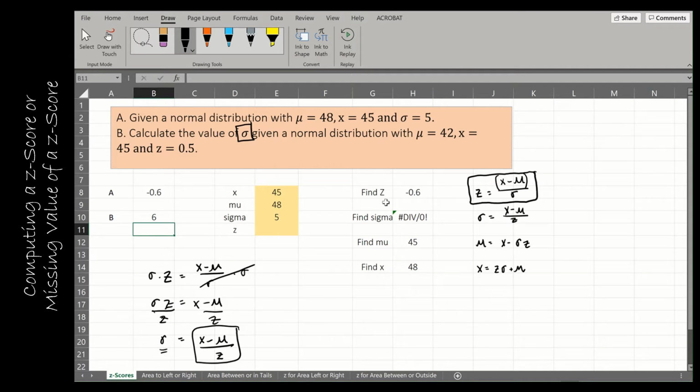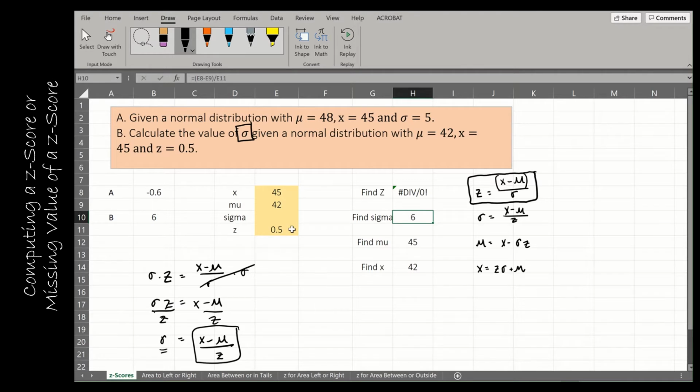Now again, what have I done over here? Well, I did all of the algebra for you, and I isolated each variable. And then I entered those formulas in. So all I have to do is remember to clear out my input boxes, and then to find question B, I would calculate the value given x is 45, mu is 42, and Z is 0.5. And then again, voila, I've come up with the right answer. And I could find any of those missing values now just using those input boxes.